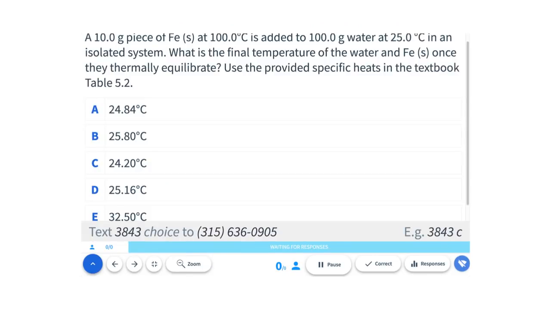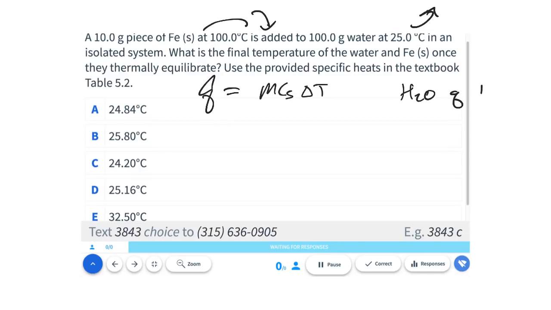A 10-gram piece of iron at 100 degrees is added to 100 grams of water at 25 degrees in an isolated system. That just means the system cannot exchange heat or matter with its surroundings. So all of the heat from the iron's hotter, so the iron's going to heat up the water. Water temperature is going to go up. Iron's going to go down until they equilibrate, until they're the same temperature. Now, for any substance, we can relate Q is equal to mCs delta T. So for the case of water, Q is going to increase in this problem. Iron here, its Q is going to decrease.